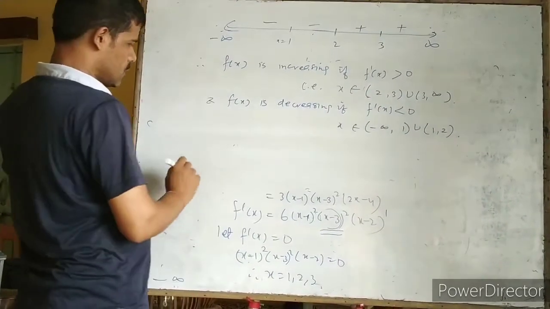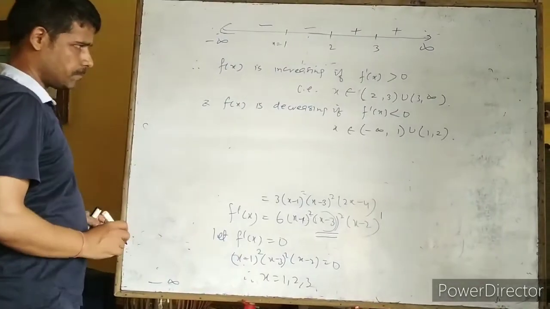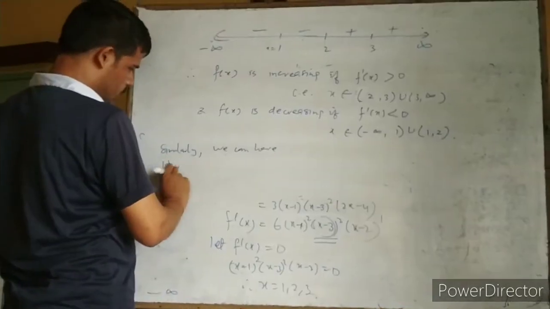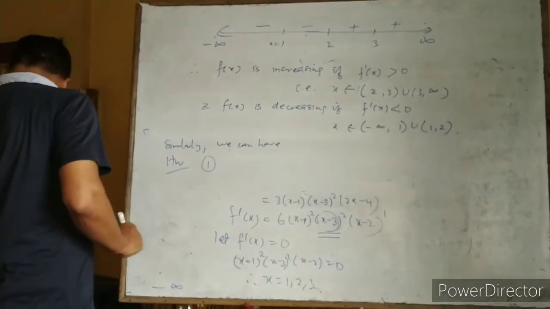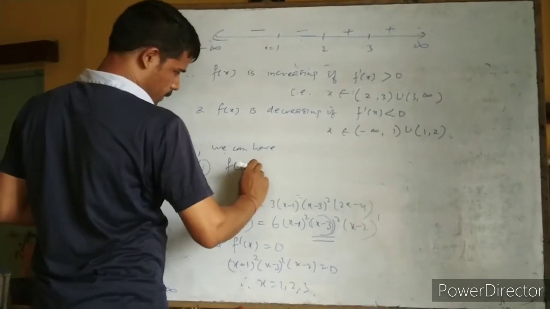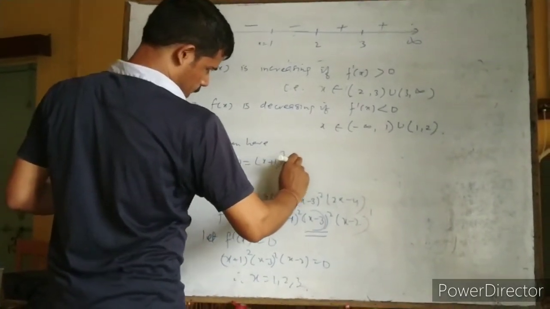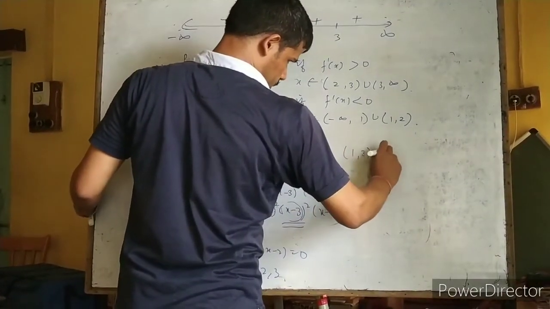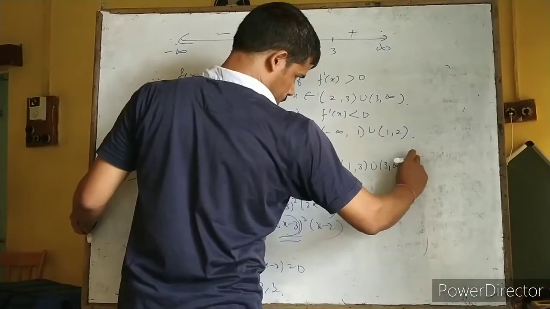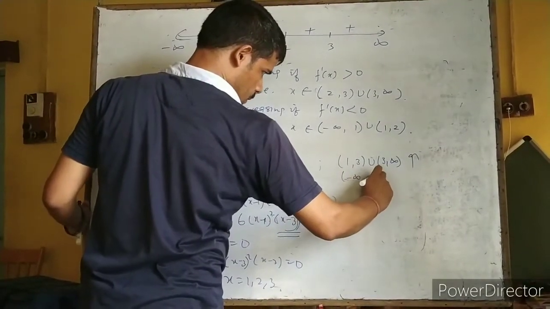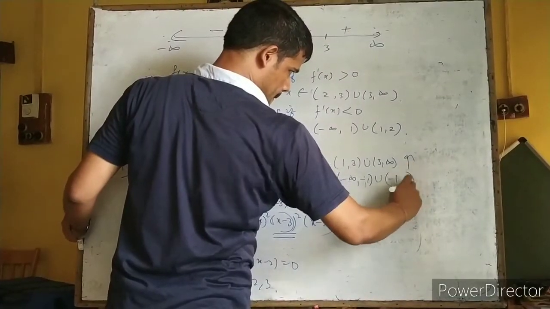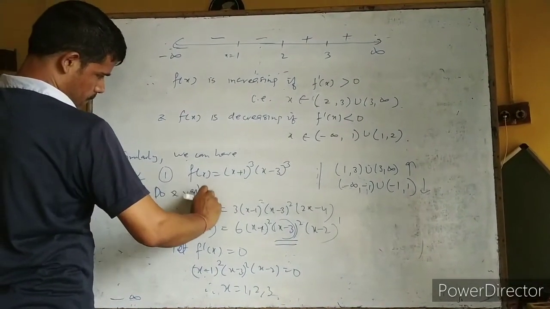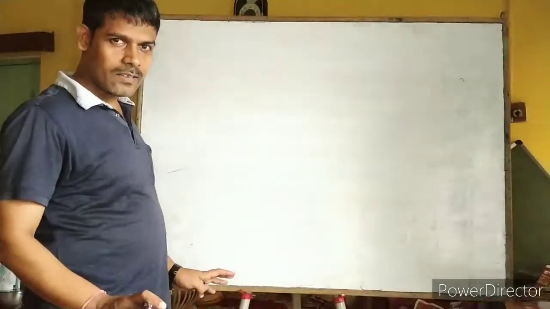Similarly, I am giving you one homework of this type only. Homework is this: f of x equal to x plus 1 whole cube times x minus 3 whole cube. You do it and take it.